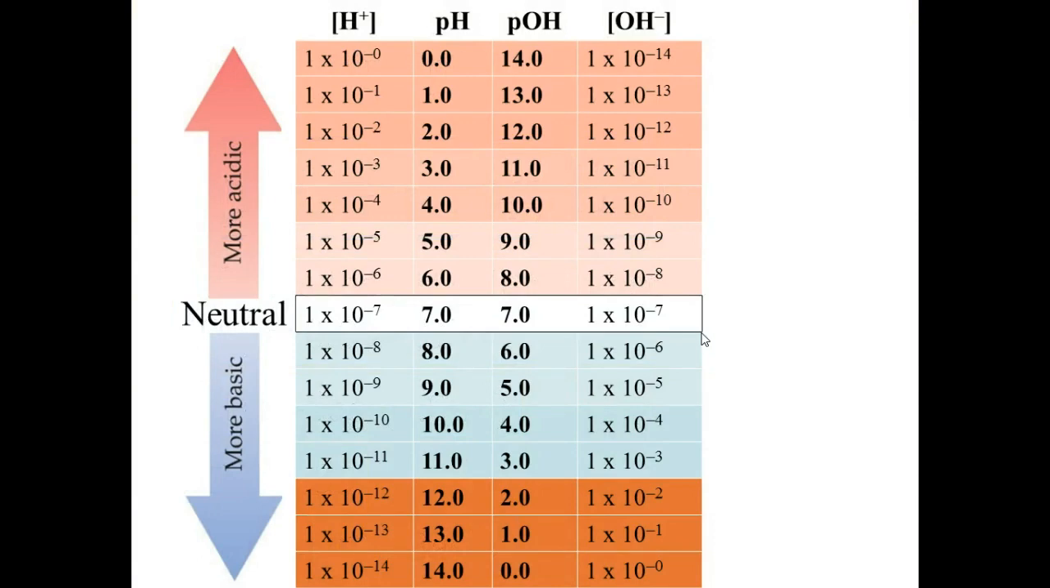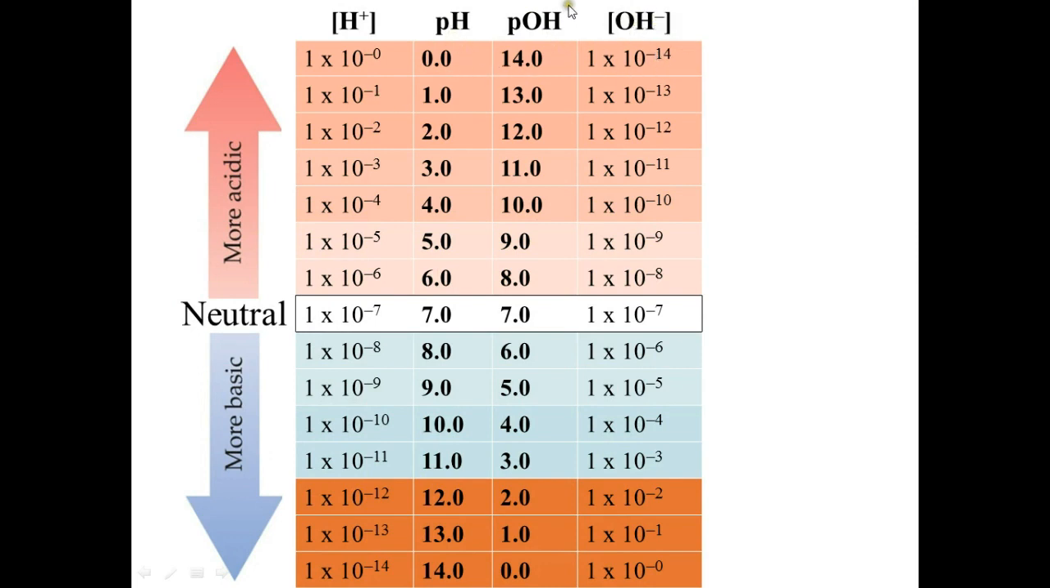And so here we have a chart. This shows the H plus concentration, or hydronium concentration. This shows pH. This shows pOH, which is just like pH but for hydroxide ions. And then we have OH concentration. I want to point out a few things.